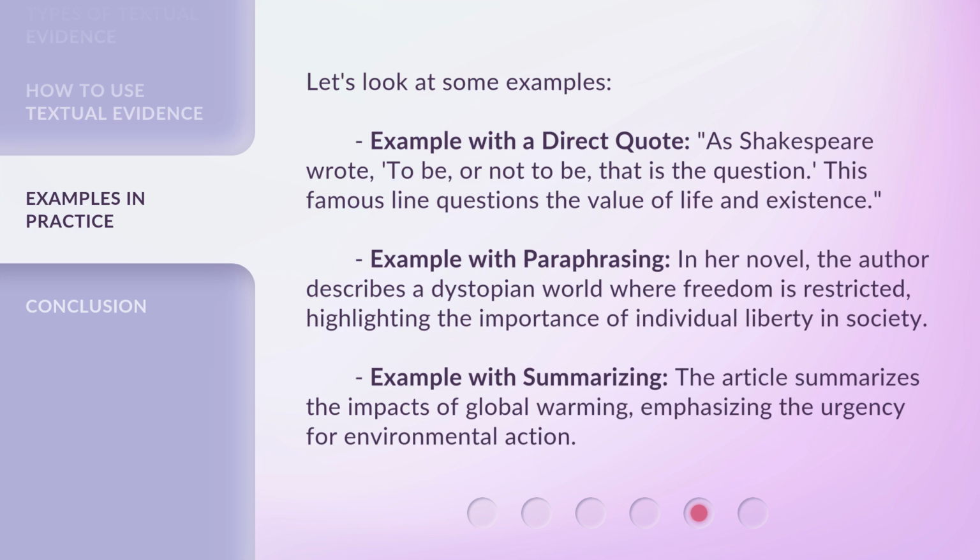Example with paraphrasing. In her novel, the author describes a dystopian world where freedom is restricted, highlighting the importance of individual liberty in society. Example with summarizing. The article summarizes the impacts of global warming, emphasizing the urgency for environmental action.